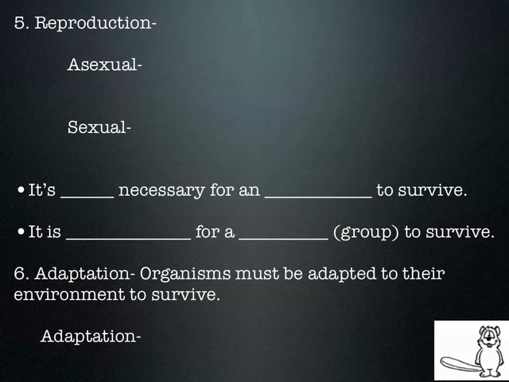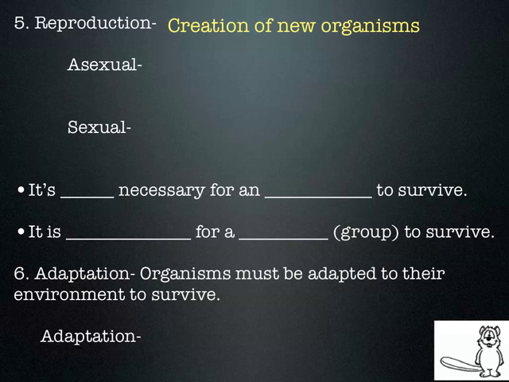All right, last two, reproduction and adaptation. So, living things reproduce, and reproduction is necessary for a species to continue living. If a species cannot reproduce, what happens to it? It dies. It becomes extinct. So reproduction is basically just the creation of new organisms.